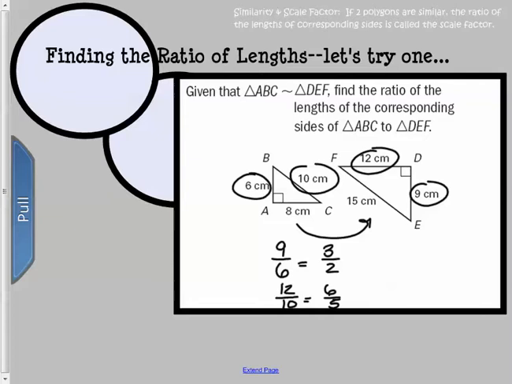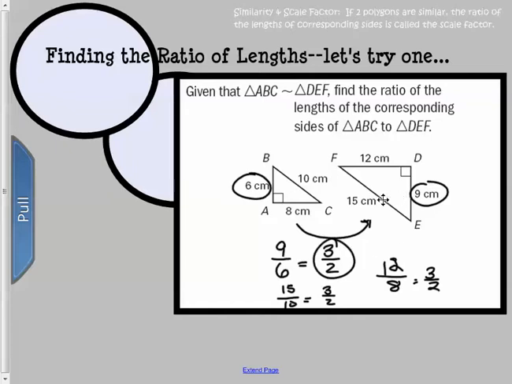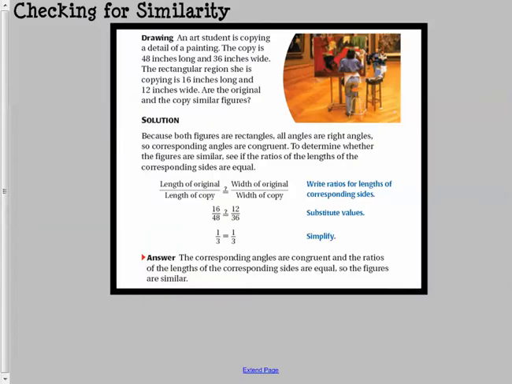Uh-oh, my scale factor is not the same. That's because I didn't pick the same side that corresponds. It's not going to be a 12, it's going to be 15. So you have to be careful, guys. Your scale factor should always be the same based on the side lengths that you pick. If I did the 12 and the 8, it would be 12/8, or again, 3/2. So my scale factor from this shape to this one is 3/2. We can check for similarity because of that.